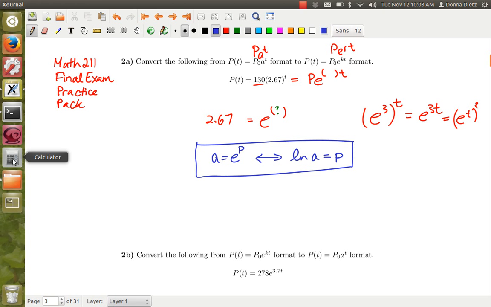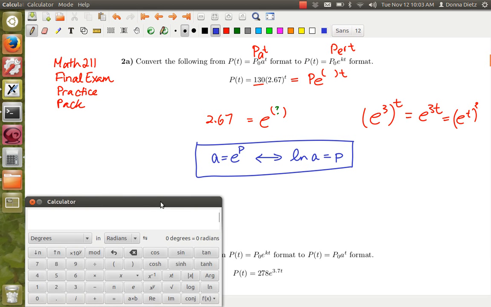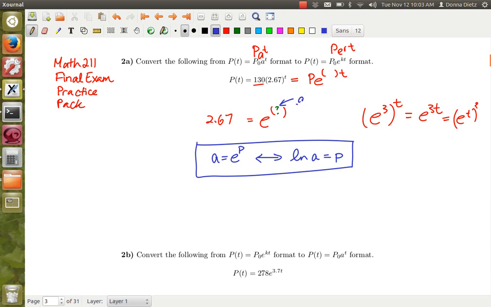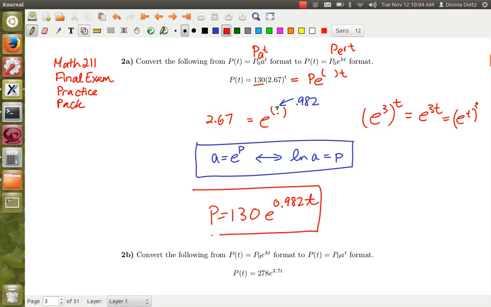So anyway, I'm going to just grab the calculator. I'm going to find the natural log of 2.67. Hopefully there's a natural log. Here we go. And I get 0.982. So the answer here is P is equal to 130 e to the power of 0.982t, and that's all there is to it. It takes more time to talk about it than to actually do it. So it's a super easy question.